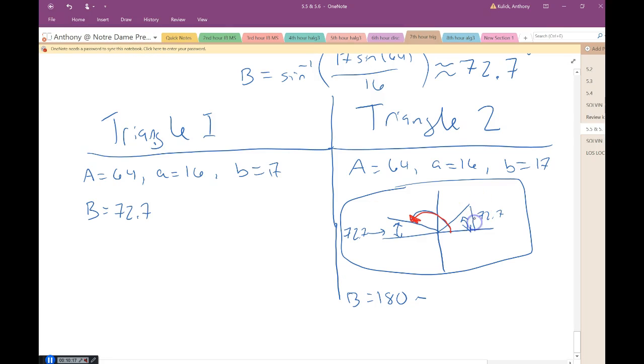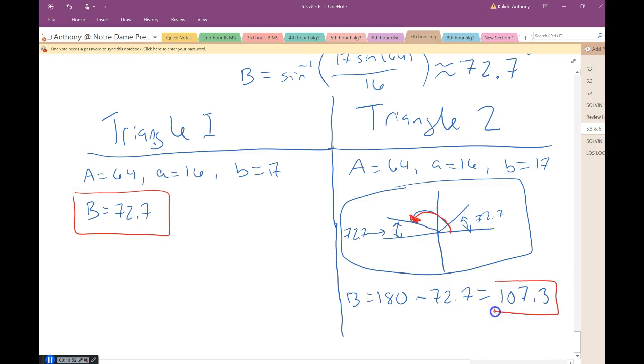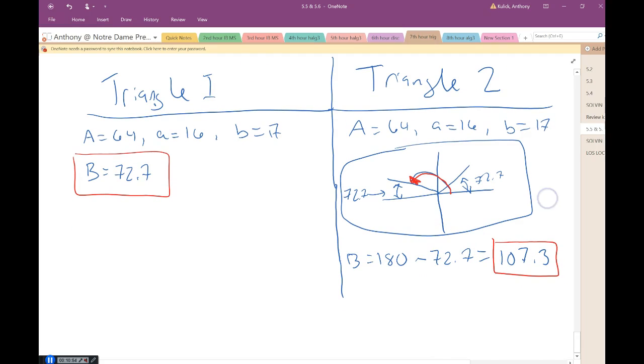You're talking about this? Oh, yes. Yeah, sure. No, 72.7 isn't part of the second triangle at all. It's part of the first triangle. Yes. So angle B in the second triangle then is going to be 180 minus that. So that's 107.3.